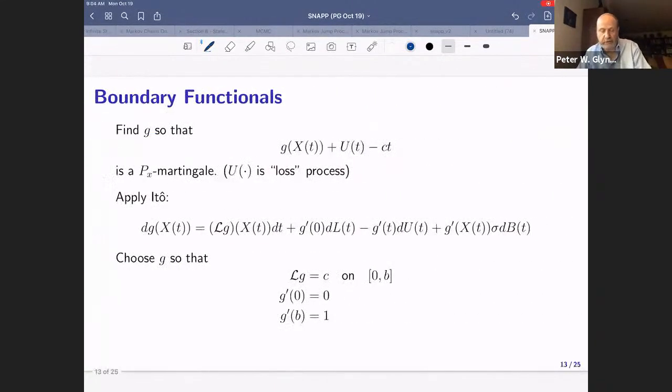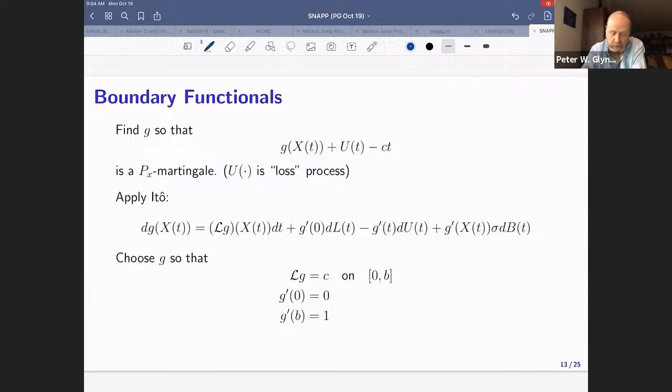So now let's turn to the question of what if we wanted to get a central limit theorem for U(t) rather than some integrated reward function that is integrated over interior states of the reflected Brownian motion process. So now we're looking at trying to find a g such that g(X(t)) plus U(t) minus ct can be represented as a martingale. And now once again, we can play exactly the same game that we did in the previous slide. We just apply Ito's formula in this context.